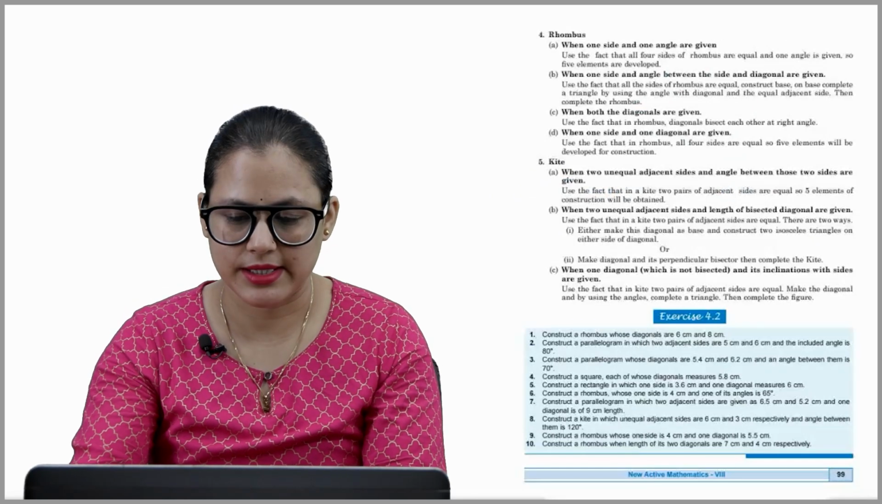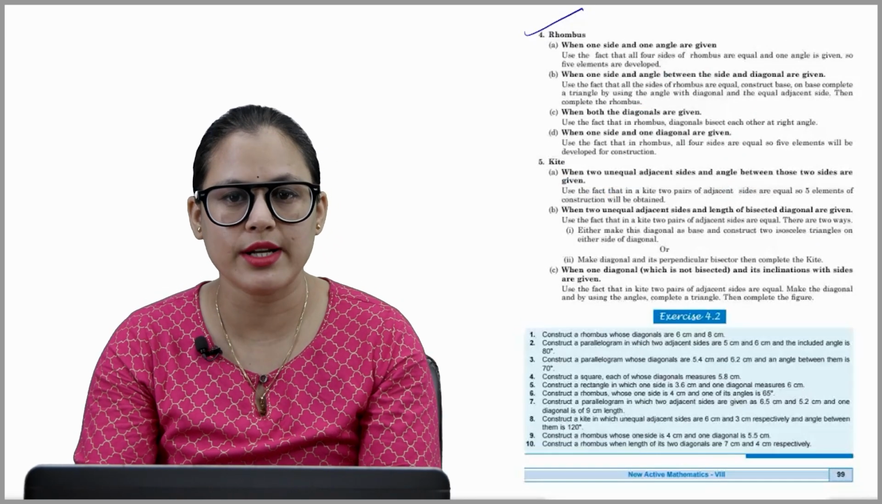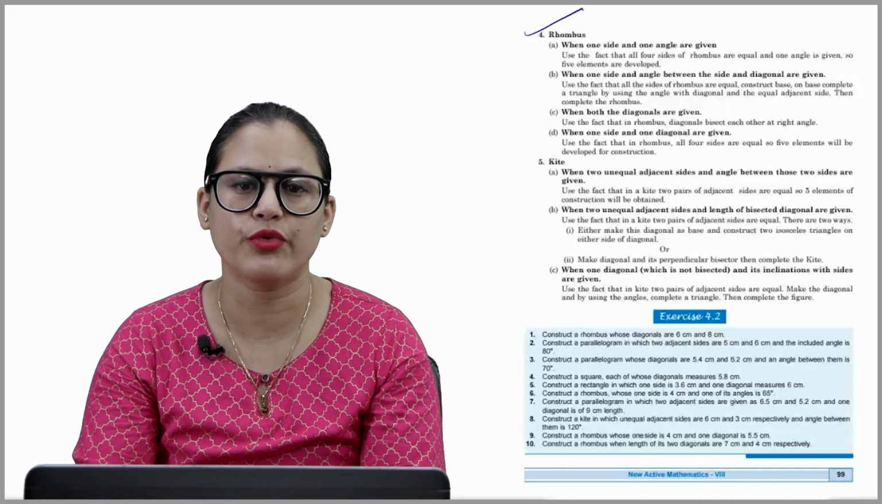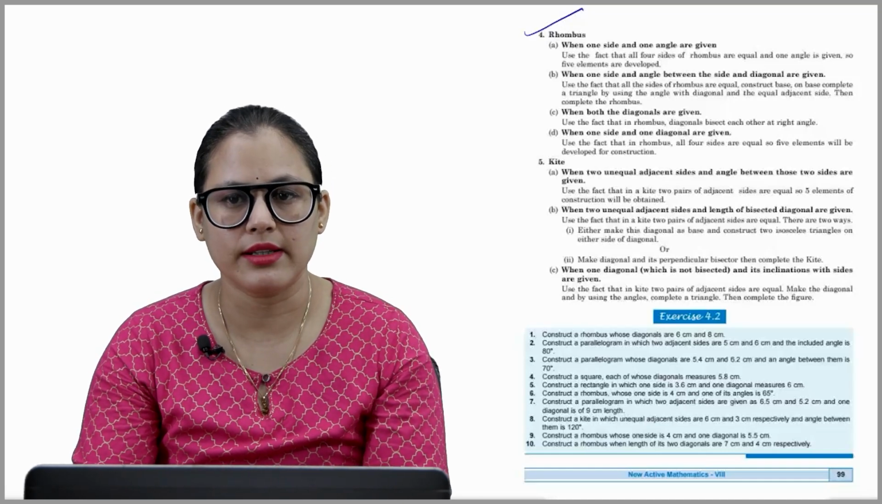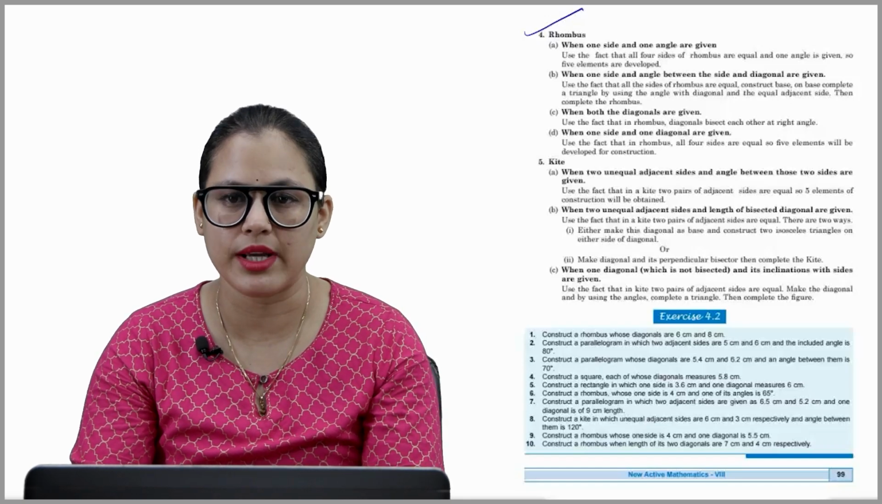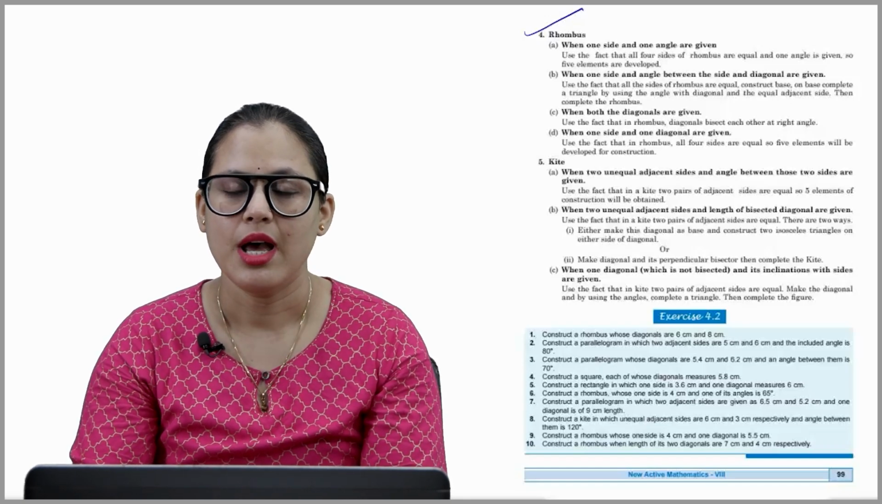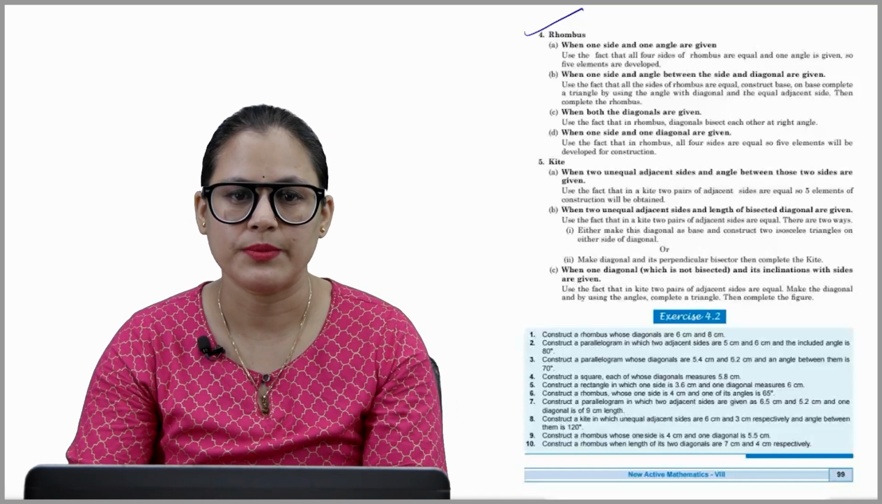Number 4, rhombus. A. When one side and one angle are given. Use the fact that all 4 sides of a rhombus are equal and one angle is given, so 5 elements are developed. B. When one side and the angle between the side and diagonal are given. Use the fact that all the sides of a rhombus are equal. Construct the base. On the base, complete a triangle by using the angle with the diagonal and the equal adjacent side. Then complete the rhombus.